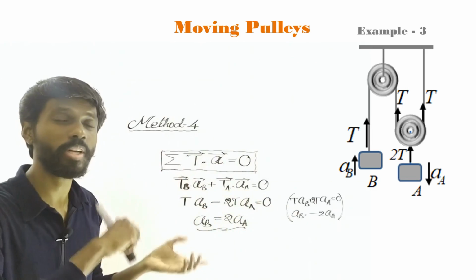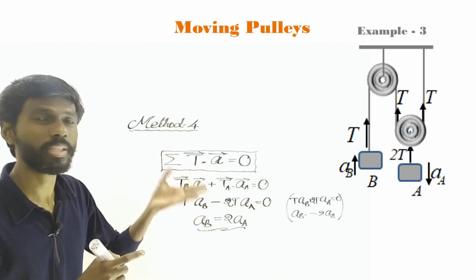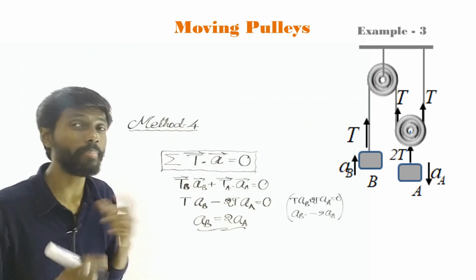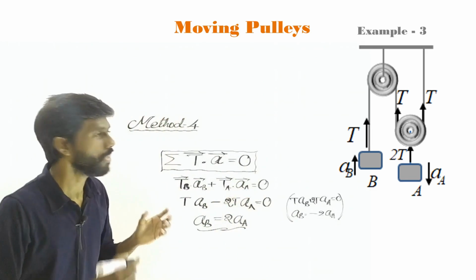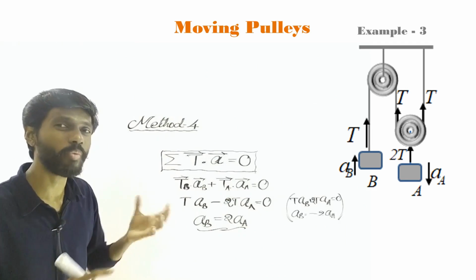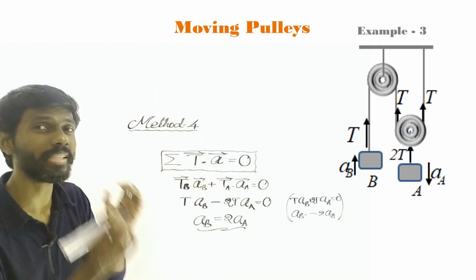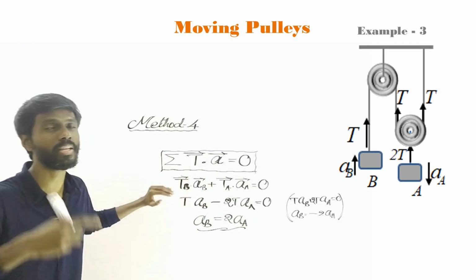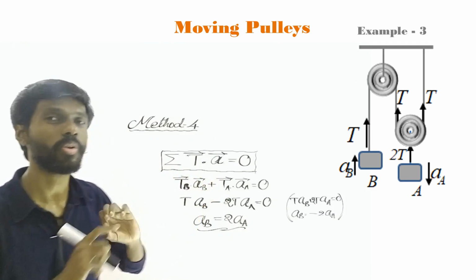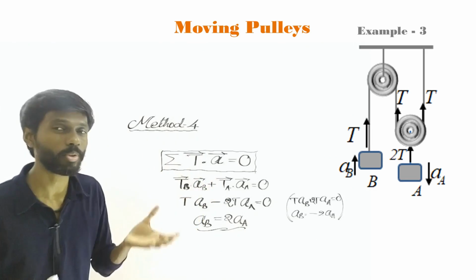Even though we don't know which one is upward and which one is downward, one of them is positive and one of them is negative. Sometimes it is very complicated. When there are more than 2 or 3 blocks, you assume that all the blocks are moving in one direction only, the upward direction. You will get the sign accordingly. Once you use this relation, you will get the sign of the acceleration according to that situation. So don't worry about the direction of the motion of the object.